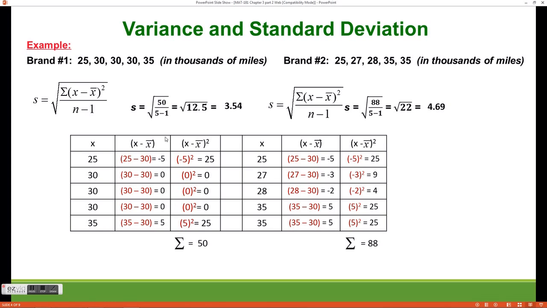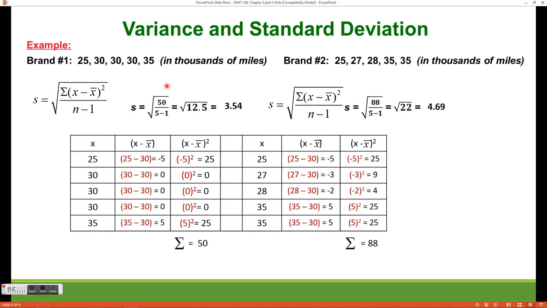Next, for my third column, I want to find the values of x minus x bar squared. I can calculate those by taking the numbers from the second column and squaring them. This will give me all positive values in the third column. I then added up all the values in the third column to get 50. And that total is what I call the sum of x minus x bar squared. That sum of 50 is what I plug in to the numerator of my standard deviation formula.